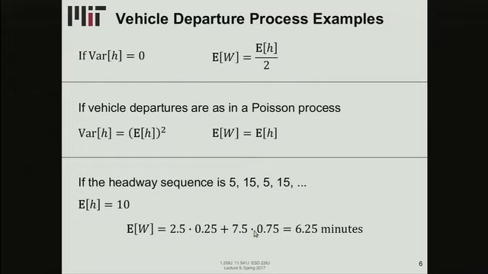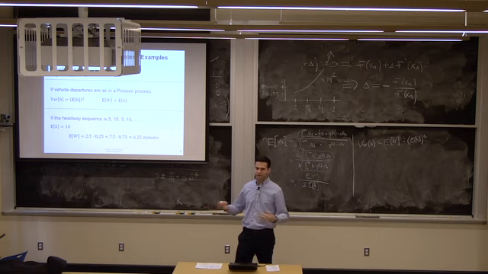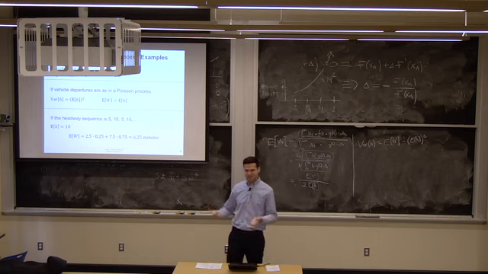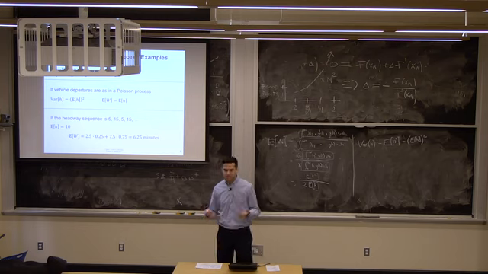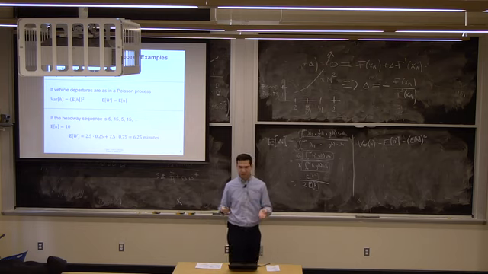So, okay, what about the third case? The headway sequence is 5, 15, 5, 15, 5, 15. They keep going like that. So not quite bunched all the way, but there is a lot of variability. So I'm saying that the expected headway is 10. Does that make sense? It's 5, 15, 5, 15. The average of that process is 10, right? So we have an average headway of 10. And now what's the expected waiting time?